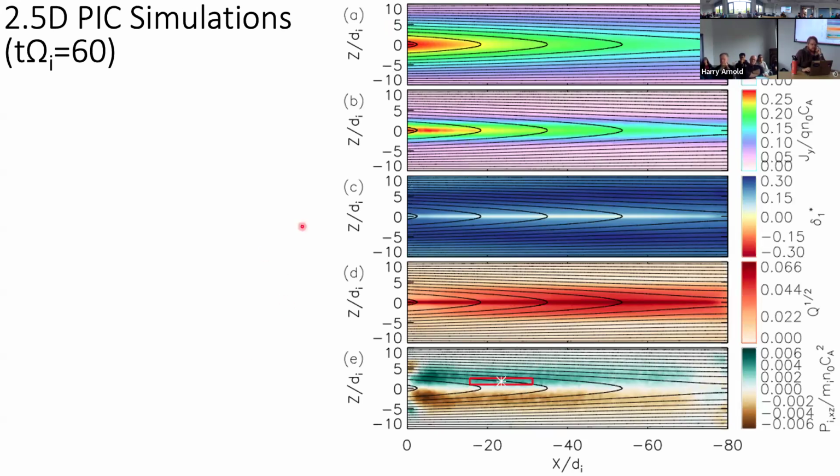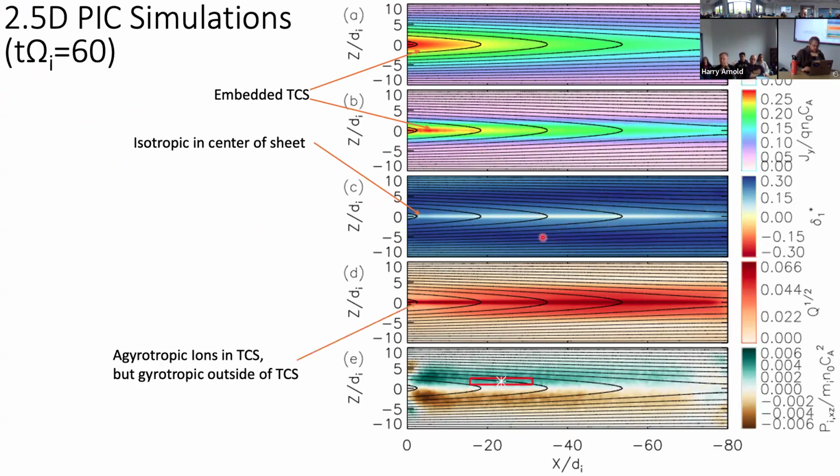And so here are the results of our simulations. This is after 60 ion cyclotron times when we've reached equilibrium. And let's look at a couple points here. So this is our current, and you can see that our current sheet is much thinner than the thicker density plasma sheet. You have isotropy right at the very center of the current sheet, but upstream of that, you recover your anisotropic ions. It is agyrotropic inside the current sheet.